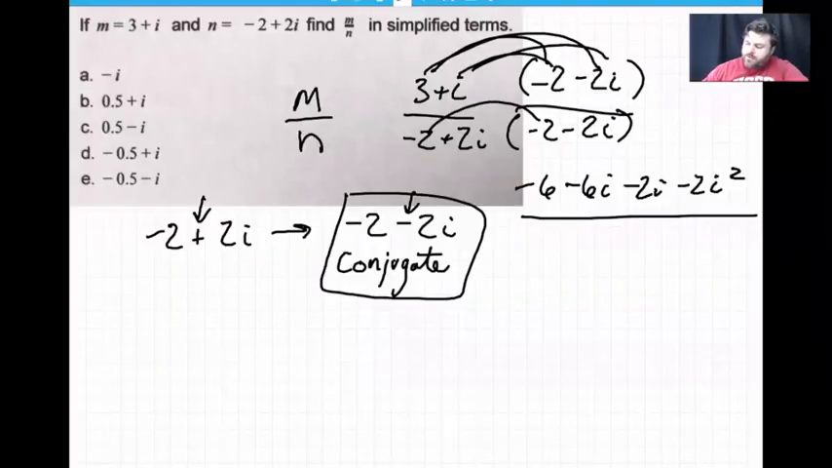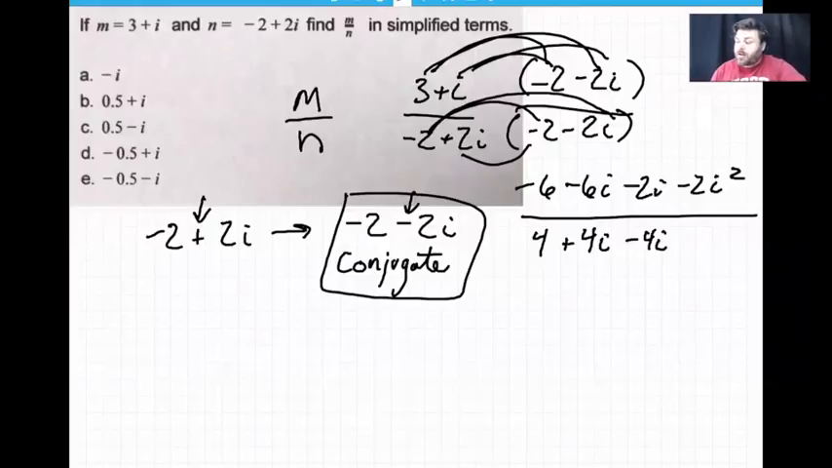Then we distribute the bottom. Negative 2 times negative 2 is positive 4. Negative 2 times negative 2i is positive 4i. 2i times negative 2 is negative 4i. Notice our i's are going to cancel there. That's always what should happen when you multiply by the conjugate. That's why we multiply by the conjugate. And then finally, positive times negative is a negative. 2 times 2 is 4. i times i is i squared.